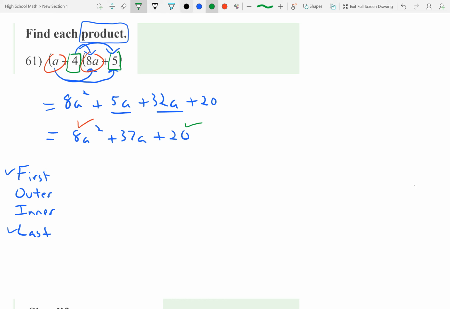What's a little more difficult is this outer inner. They will sum to give this one. The outer, a and 5, is 5a. The inner, 4 and 8a, 32a. Summing gives this 37a in the middle. So this acronym FOIL is just a way to remember the distributive property when specifically we have a binomial times a binomial. 2 terms times 2 terms.